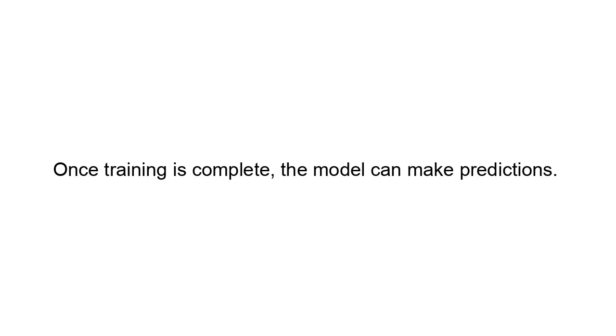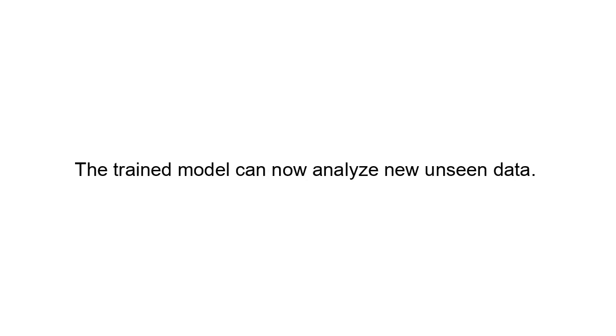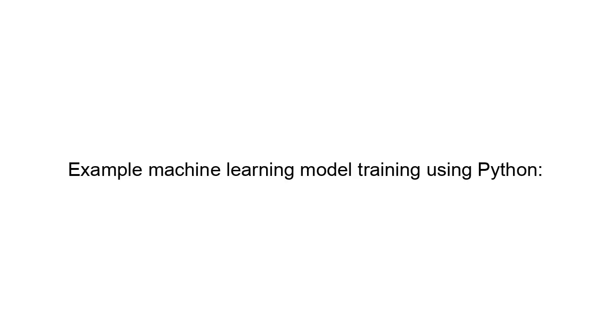Training versus prediction. Once training is complete, the model can make predictions. Example concept: training phase means learning patterns. Prediction phase means applying learned knowledge. The trained model can now analyze new unseen data.